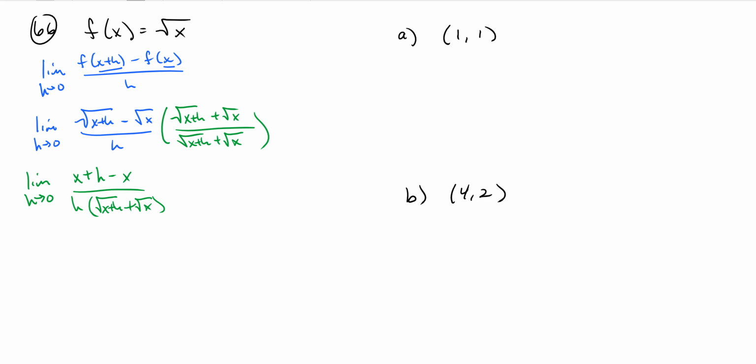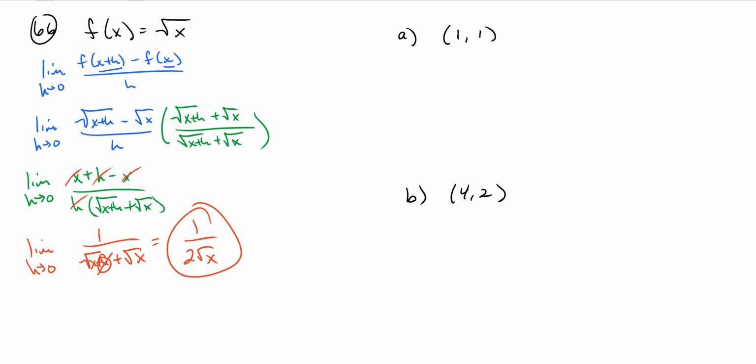and that's going to leave me with the limit as h approaches 0 of the x's cancel, the h's are now going to cancel. I've got 1 over radical x plus h plus radical x. Now I can evaluate it as h goes to 0. So this is going to cancel out, and I'm left with 1 over 2 radical x. That is my formula for the slope. Now I'm going to use that to answer A and B.